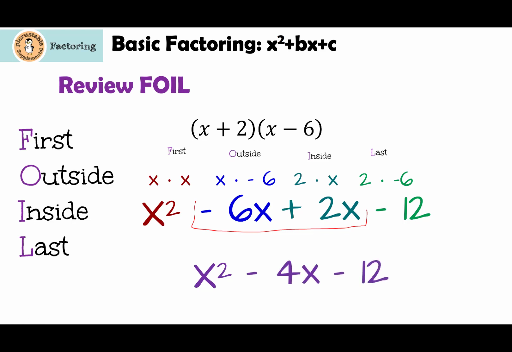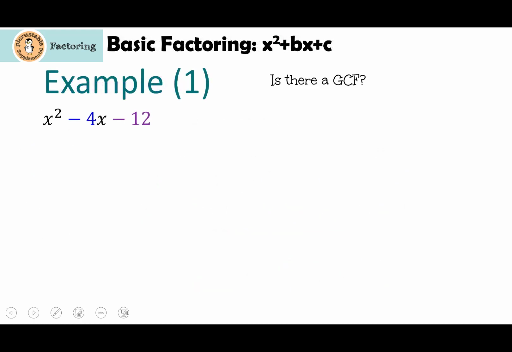Now that we understand the greatest common factor, and we reviewed FOILing, let's get right to factoring. Whenever we factor, we always have to ask, is there a greatest common factor? Well, if we look at this one, we have a 1 and a negative 4 and a negative 12. There isn't a greatest common factor for these. So we don't have to worry about that yet.